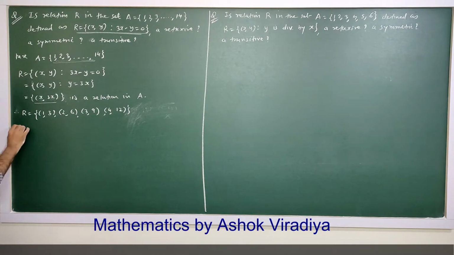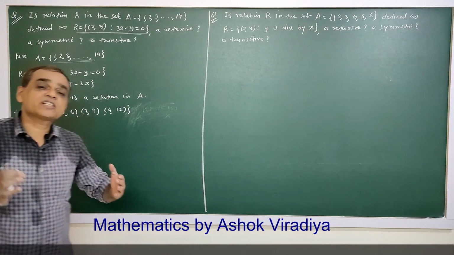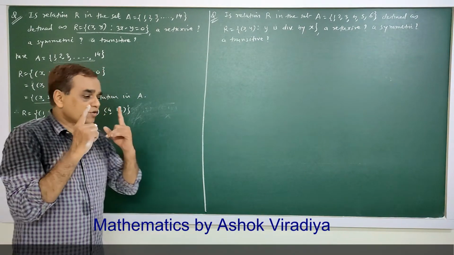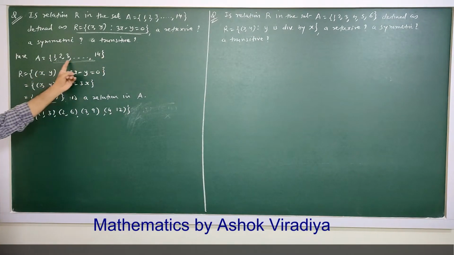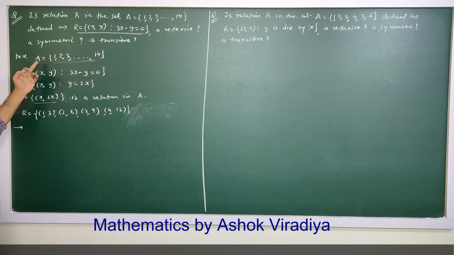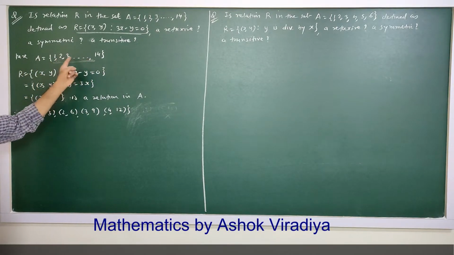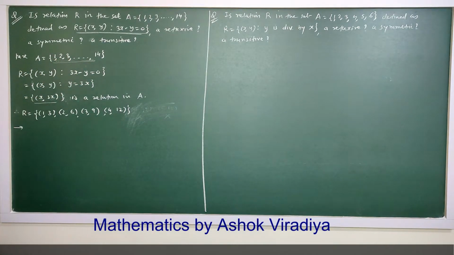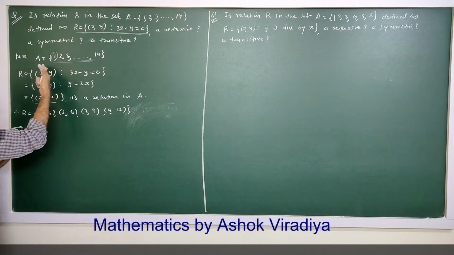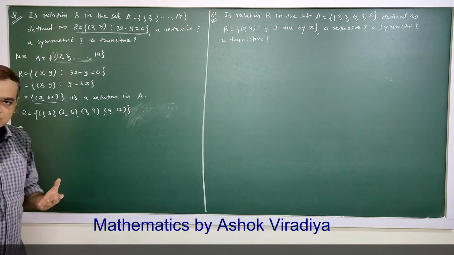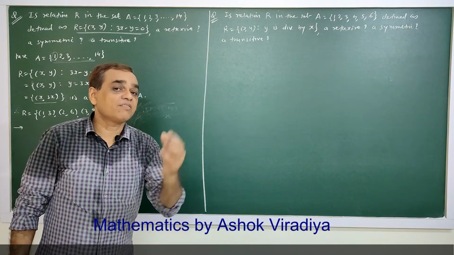Now we check one by one. Is it reflexive? For reflexivity, for every element of set A, the pair of that element with itself must be in R. See, the first element is 1. Check, does (1, 1) belong to this set? So you can see: no (1, 1), no (2, 2), no (3, 3), no pair of any element with itself. So this is not reflexive.